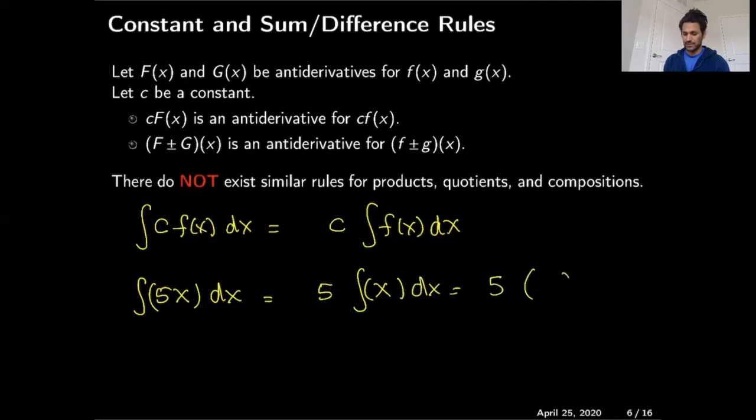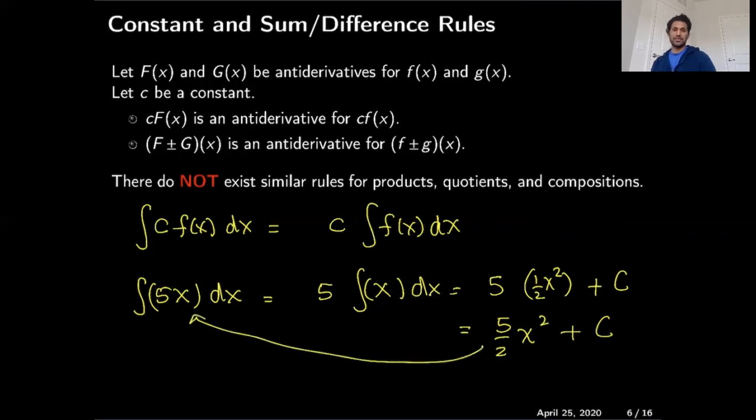What is the antiderivative of x? It is x squared divided by 2, plus c. So you can see that this is 5/2 x squared plus c. And we can also verify that if we take the derivative of this function, we will get the function which is sitting inside. Another property is that the antiderivative of a sum or difference is the sum or difference of the antiderivatives.